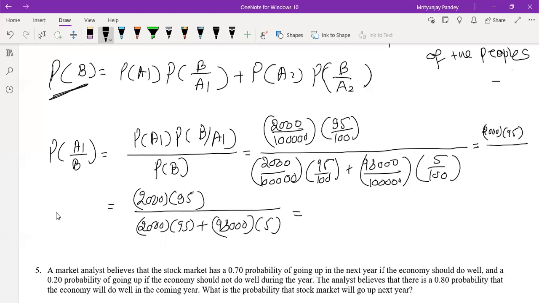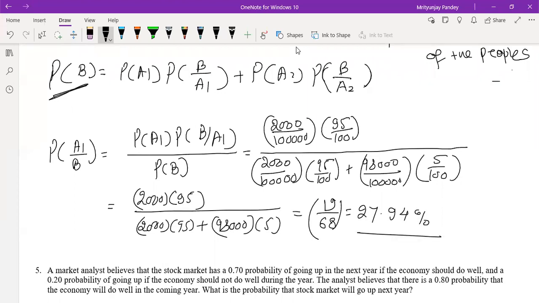Just do it in the calculator. Simple calculator में भी हो सकता है. 19/68. In percentage, 19/68 into 100, then your answer will come in percentage. So percentage में कितना आया? 19/68 into 100 equal to 27.94.